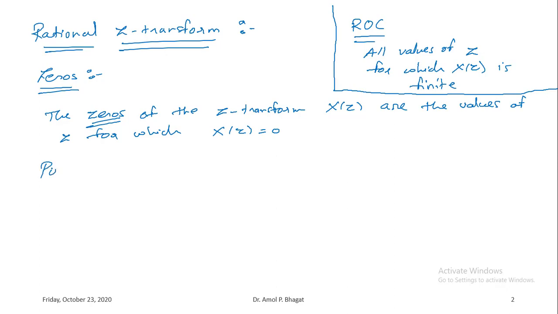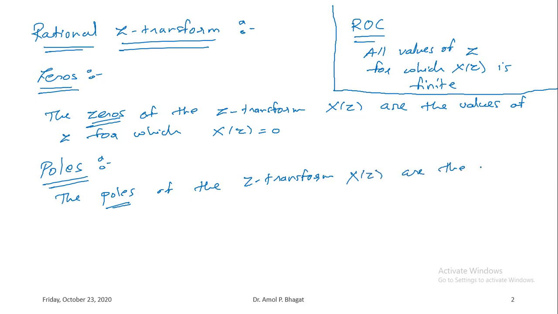Similarly, there is a definition for poles. The poles of the Z transform x of Z are the values of Z for which x of Z is equal to infinity. So the poles of the Z transform x of Z are the values of Z for which x of Z is equal to infinity. If x of Z is infinite for any value of Z, then it will be included in the set of poles.